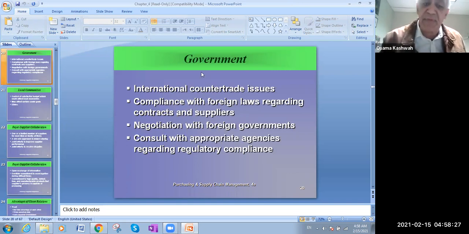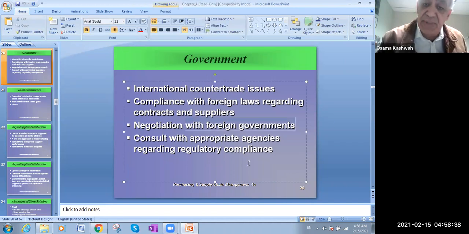Governments, the government for me is very important because I can take the laws from the government. I have to follow the rules of the government, and at the same time, there are negotiation bodies that will negotiate with the foreign governments. If, as an example, you work globally, you will depend on negotiation with people from other countries. Consult with appropriate agencies as well.